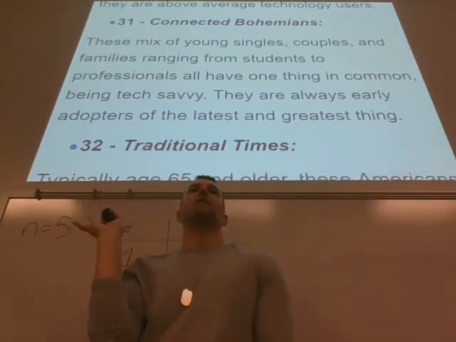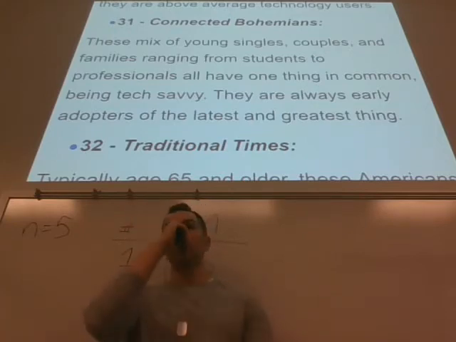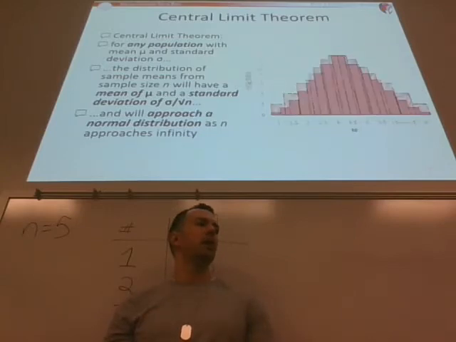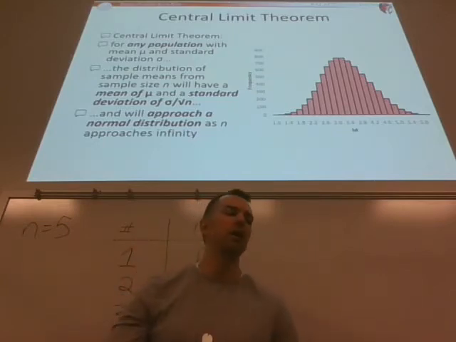I don't know when this population was brought into being. I don't know when this population was identified. And I have no idea about anything. She wanted to do color perception. I don't know what their color perception abilities are. But I do know that once you take a sample of connected Bohemians, regardless of what their population distribution looks like, as soon as you take a sample, according to the central limit theorem, their distribution of sample means is going to be a normal curve.